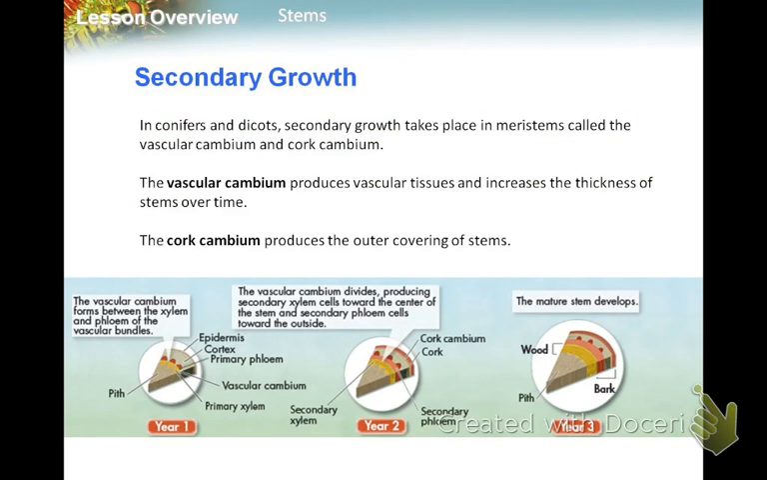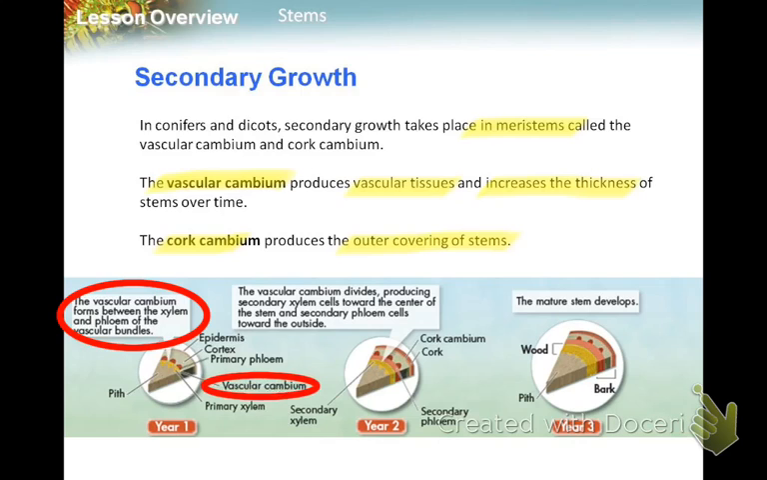Let's get into a little bit of detail about the secondary growth. There are 2 different meristems that create secondary growth. The first is called the vascular cambium. This produces vascular tissues. Remember, the vascular tissues are the xylem and the phloem, and it increases the thickness of the stems over time. Then we have the cork cambium that produces the outer covering of the stems, which is tree bark.